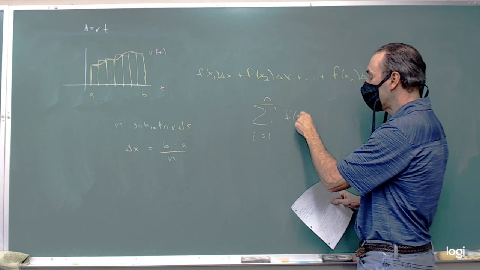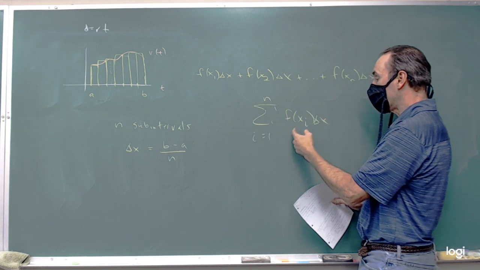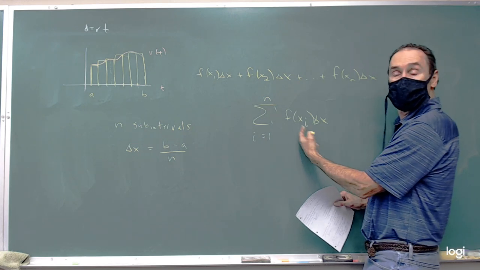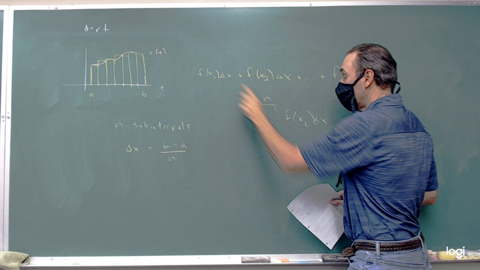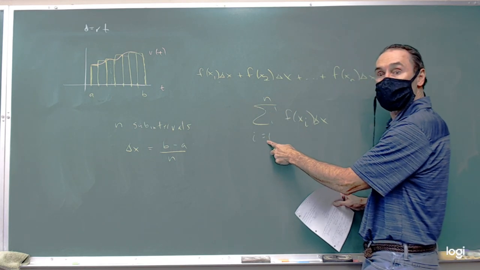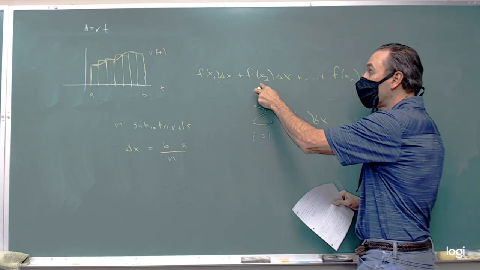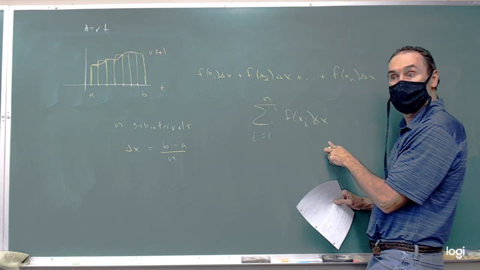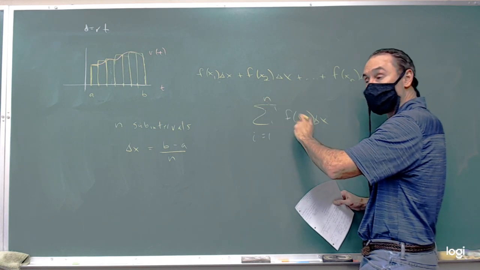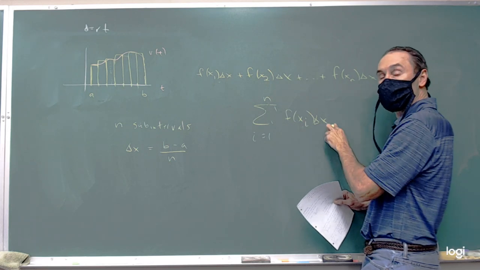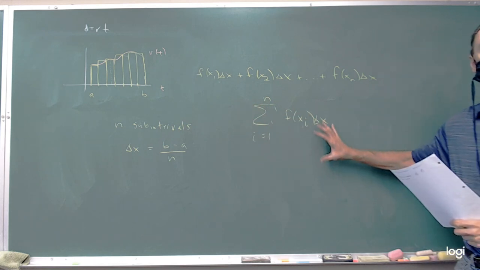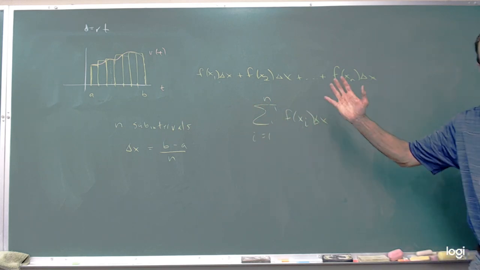So we could write this notationally as f of x sub i times delta x. That's saying plug in 1 and get f of x sub 1 times delta x, plus, that's what that symbol implies. Bump this up 1, that becomes a 2. f of x sub 2 times delta x is our second rectangle. We keep doing this until we get to n, that we plug in, and that's the last one. f of x sub n times delta x, that's the area of our last rectangle. So this notation we are going to see a bunch of from here on out.